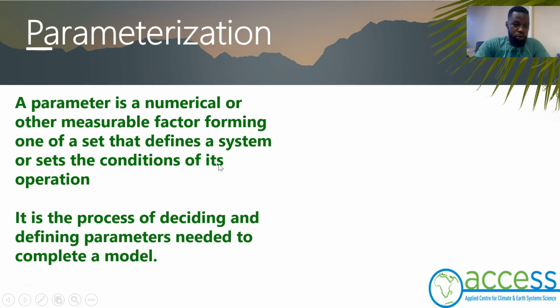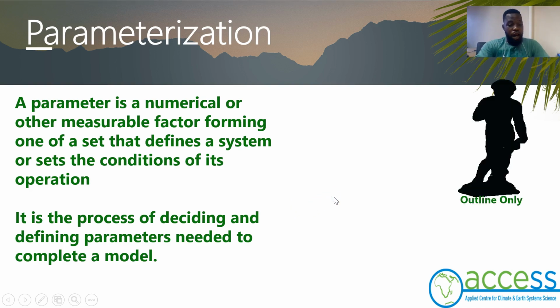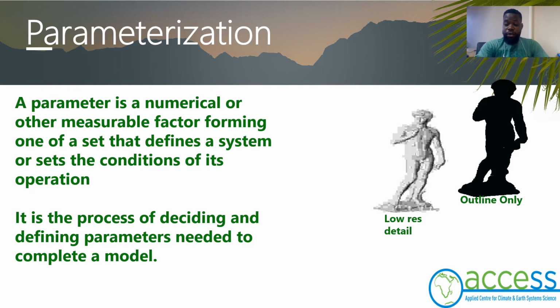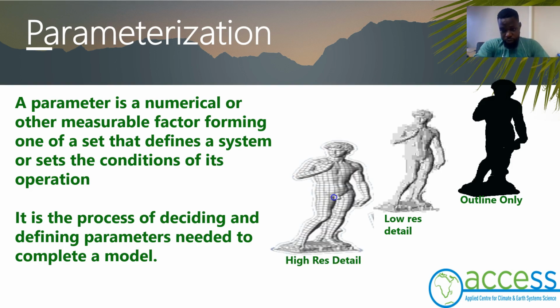But before we compute, we have to explain what a parameter is. A parameter is a numerical or other measurable factor forming one of a set that defines a system or sets the conditions for its operations. It is a process of defining parameters. The parameterization process is when we decide on parameters to use in the model so that the model can become complete.